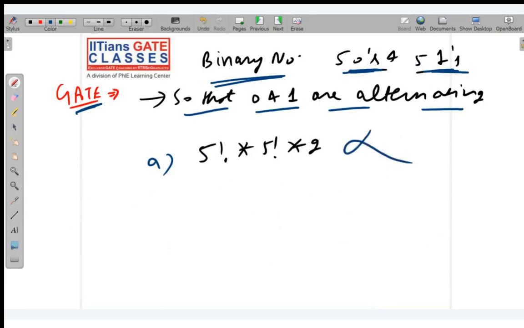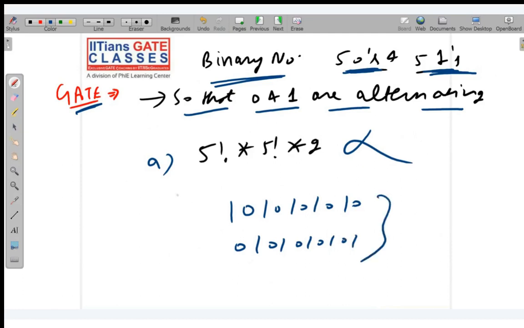Why? Because the 5 zeros are all identical, the 5 ones are all identical. So how will you arrange them? There is no way to arrange them. So like this, 1 0 1 0 1 0 1 0 1 0. This is one of the ways. Second is 0 1 0 1 0 1 0 1 0 1. That's it. No other way. So only 2 is the answer.